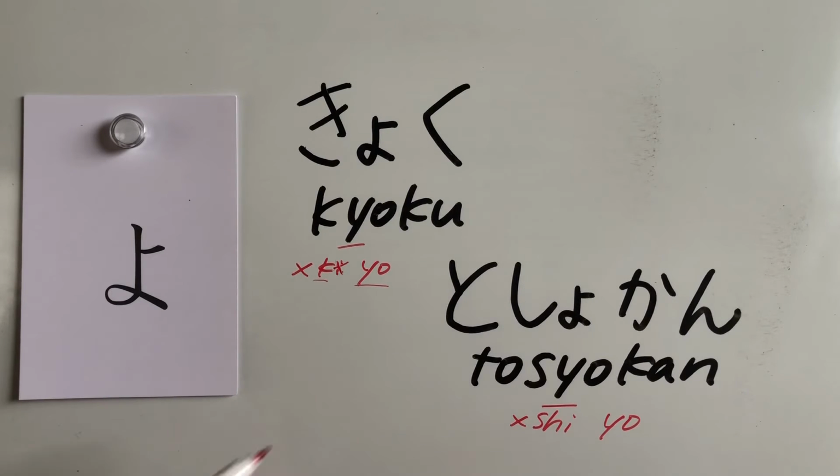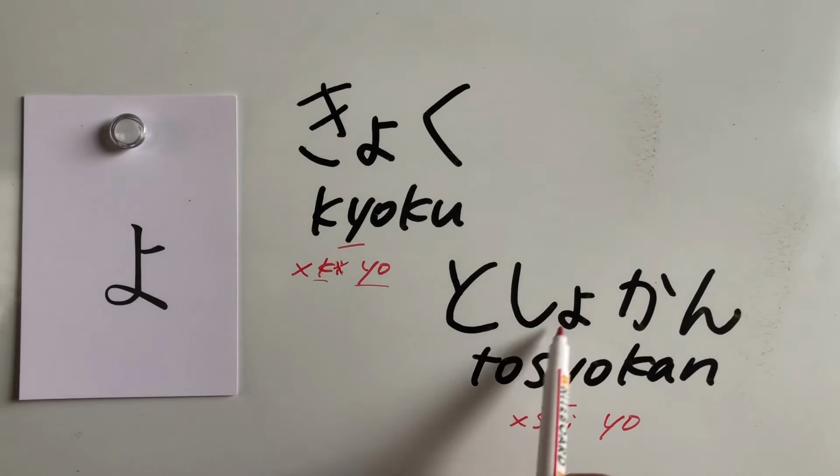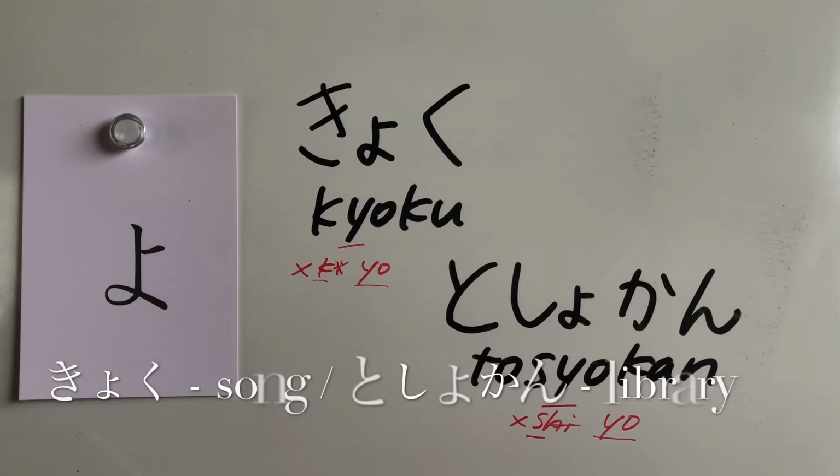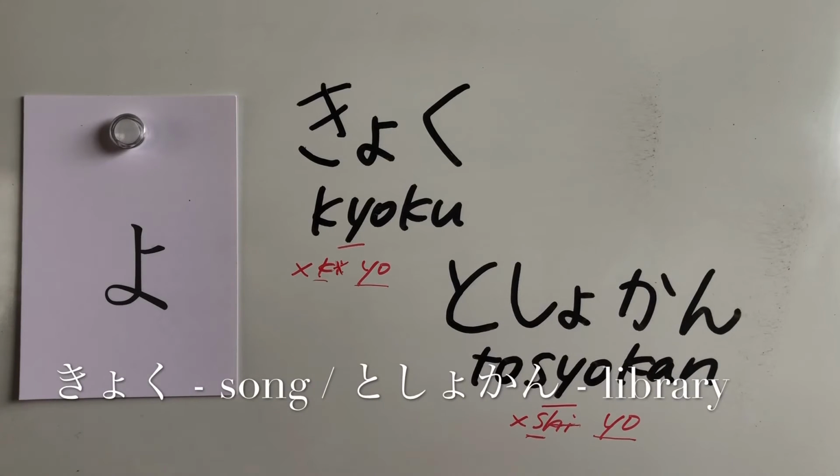Okay, and then for the next one, we say to, shi, small yo, ka: toshokan, toshokan. Same as here, we remove the vowel, and we just go S and yo, so we say sho, sho. So that's toshokan, toshokan. Kyoku means song, and toshokan means library.